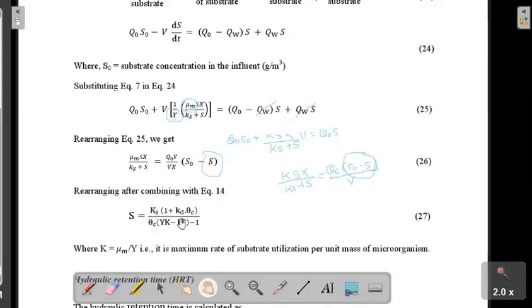And this is the final result. If you want to know the effluent substrate concentration, then we can have s equals Ks into (1 plus kd times theta c) divided by (theta c times Y k minus kd minus 1). So this will be the equation. You just do the simple steps. You can practice that one. I will even share the file with you.